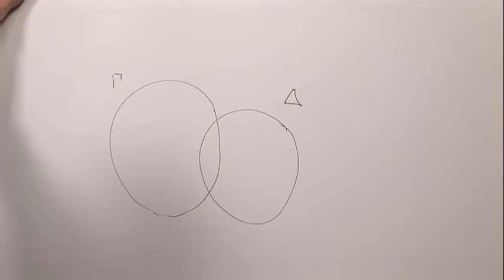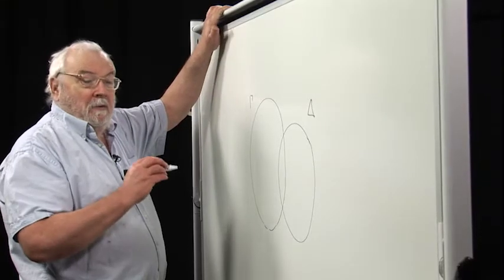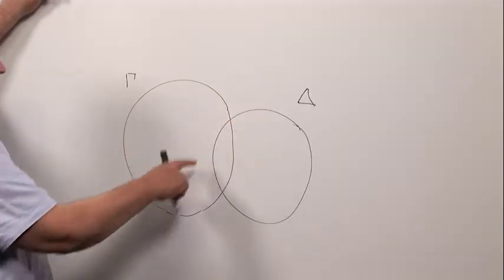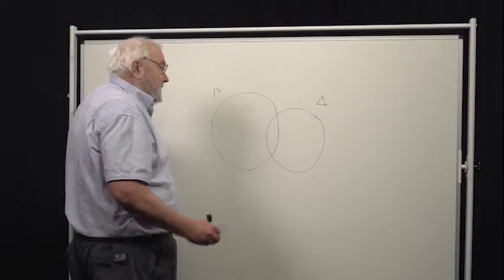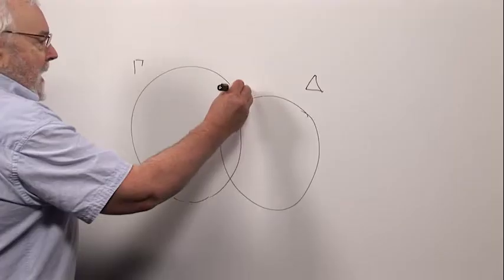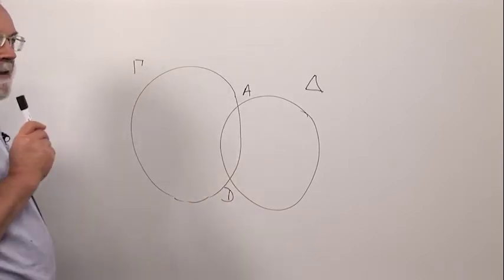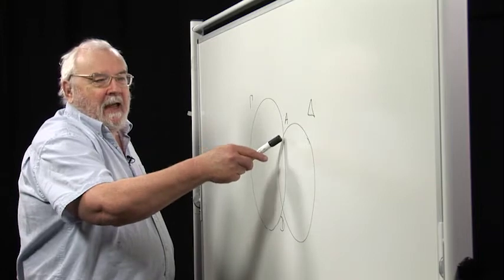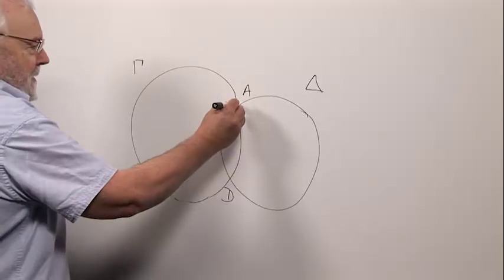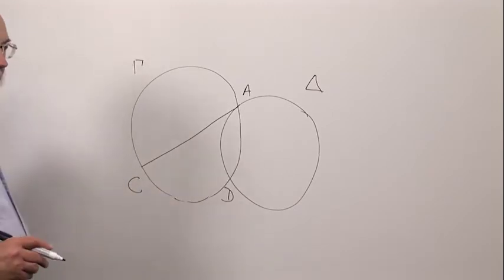I've drawn a couple of circles, gamma and delta. I know, or I'm told, that the intersection points of these circles are A and D. And you have to make a choice. So I'll let this one here be A, and this one here be D. Then you have a line which is tangent to delta at A. So you'll have a line like that. And that hits gamma again at C.